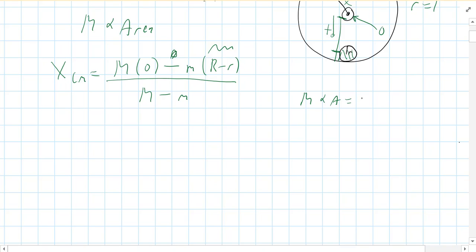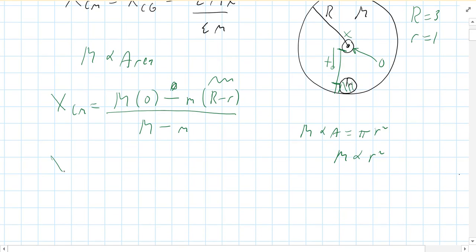Okay, now, as we just mentioned a moment ago, mass is proportional to area, and the area of the circle is pi r squared. Okay, so mass is proportional to r squared. So basically, everywhere I see an m, I'm going to put an r squared instead. So xcm is equal to the big mass, which is big R squared, but then it's times 0, so it doesn't matter, minus the little mass, which is little r squared, times big R minus little r, over big R squared minus little r squared, okay?